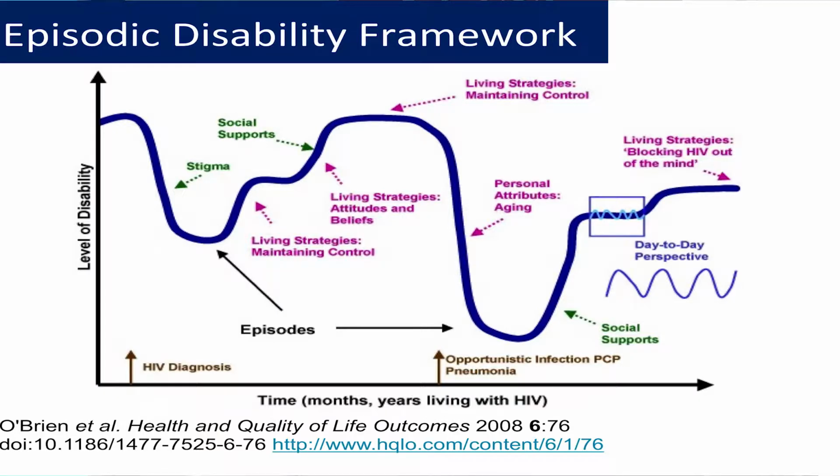This is just an example of what one individual's experience might be living with HIV over time. You have the major episodes or fluctuations in health, and then superimposed upon those are the good days and bad days that an individual might experience. And then among those are all those contextual factors, both intrinsic and extrinsic, that might exacerbate or alleviate episodes of disability over time.